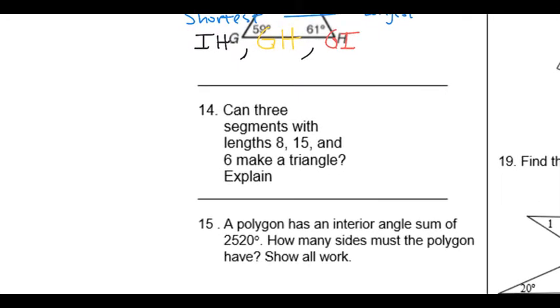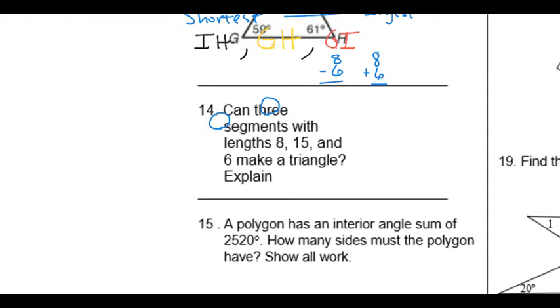Can 3 segments with lengths 8, 15, and 6 make a triangle? For this problem, you need to choose 2. So I'm going to choose 6 and 8. You could choose any 2. It really doesn't matter which 2 you choose. You're going to take your 8 and your 6 and you're going to subtract it, bigger number first. And then you're going to add them. And you're going to see what you get on both of these.